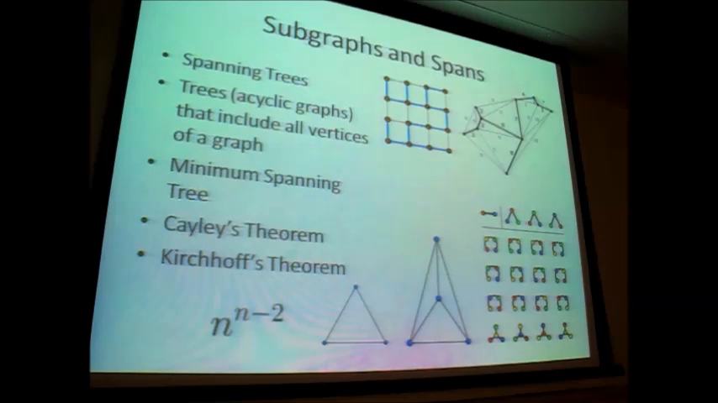There are some interesting ways to compute spanning trees. One's called Cayley's theorem. It's this formula here. It applies to our complete graphs here. So this is K2, K3, and K4. If you plug this formula in, you get 1 for K2, which is pretty obvious. You get 3 for K3, and then you get 16 for K4.